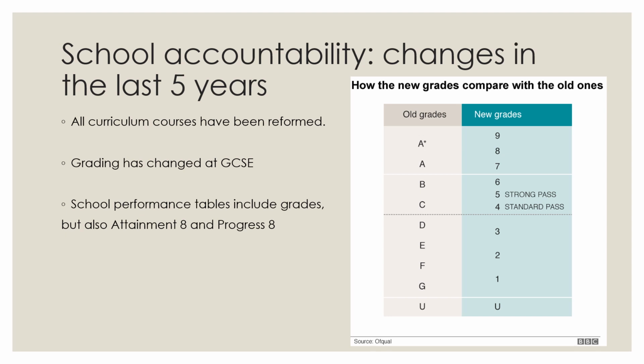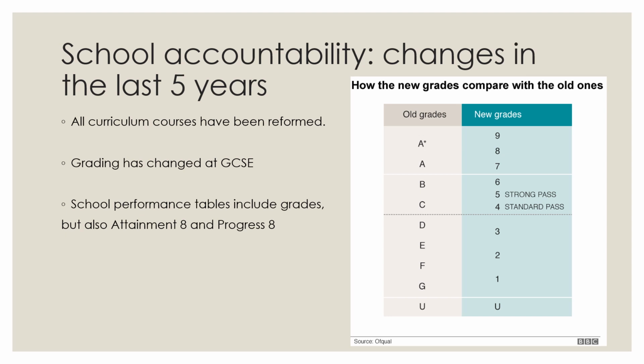The grading is now 9 to 1. As you can see, the boundaries have been set by the Department for Education. So grade 5 is a strong pass and grade 4 is a standard pass, but anything 4 and above is a pass. And that's what's recorded by schools in their attainment tables.